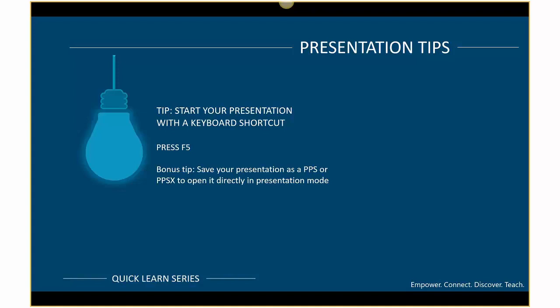But the bonus tip that I want to add here is that if you don't even want to have to worry about opening up your slide and kind of fumbling around to get it in presentation mode, you can save your presentation as a PPS or PPSX. This is just the slideshow option. And once you double click to open this, it automatically opens up in slideshow view. So you don't even have to worry about pressing F5 or figuring out how to start your presentation. So two things there, F5, and then also if you want to be really slick, you can save your presentation as a PPS or PPSX.